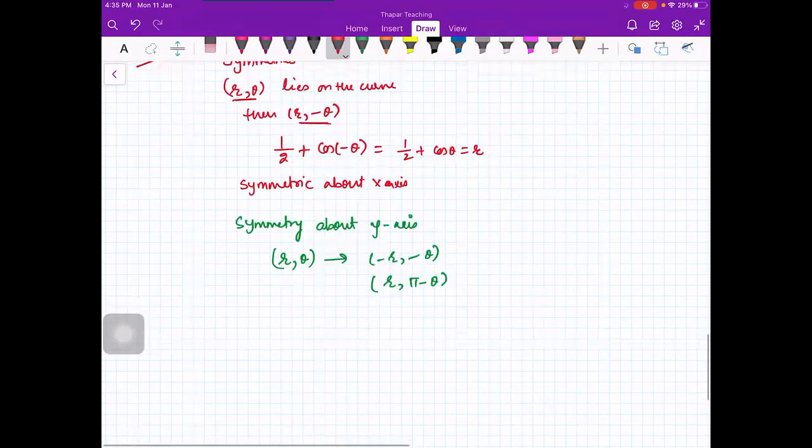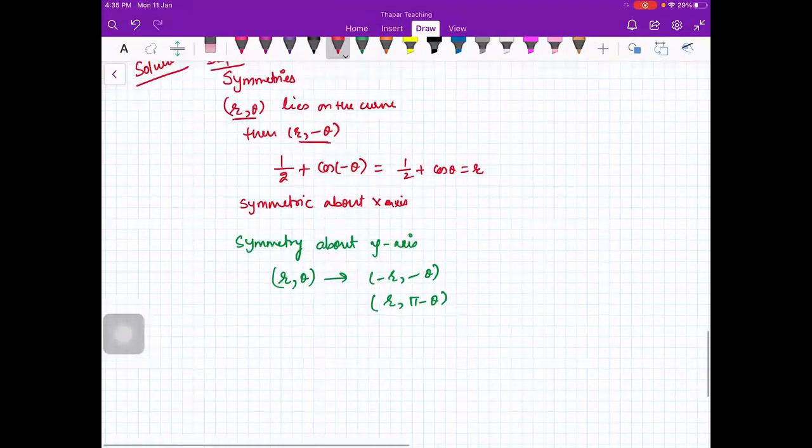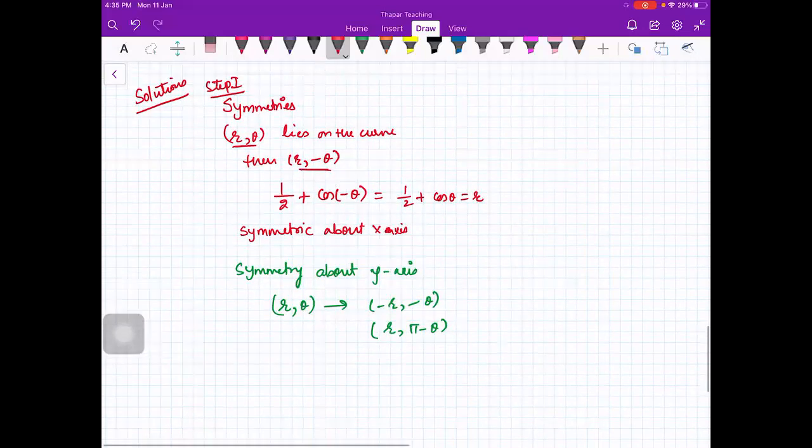So here you check. If you put theta equal to minus theta, you don't get minus r. If you replace theta with pi minus theta, then also you don't get r. So it is not symmetric about the y-axis. So do we need to check the third symmetry?